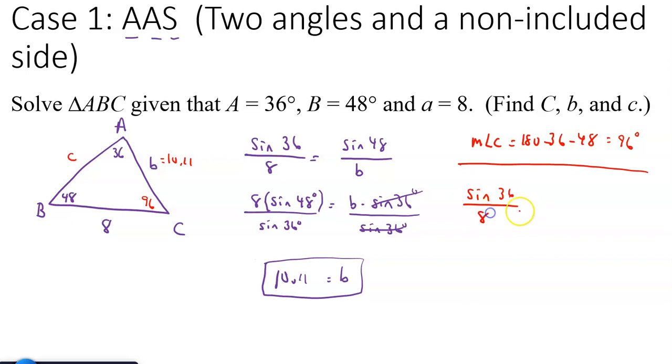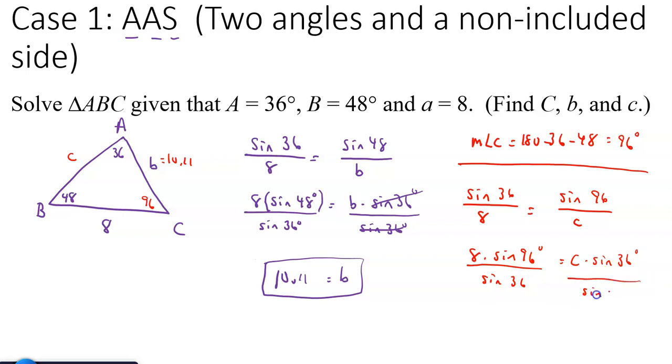So sine of the angle over opposite side equals sine of the angle over opposite side. Right, so 8 times the sine of 96 degrees equals c times the sine of 36 degrees, and divide both sides by the sine of 36. And so the sine of 36 is canceled top and bottom, and what we end up for side c, let's each work on it, and we'll compare. Right, I get 13.54.